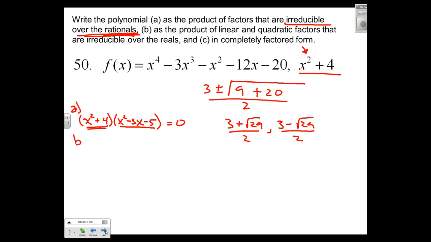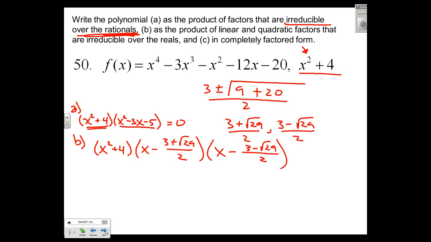Therefore, if I'm allowed to use real numbers, I can now factor this into x squared plus 4 times x minus (3 plus root 29)/2 times x minus (3 minus root 29)/2. That's some ugly factoring there, but it's factoring. And now I get to go over completely factored forms, which means now I can use i's.